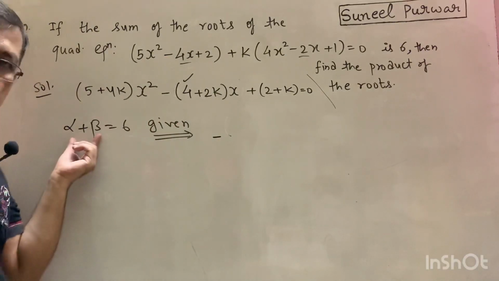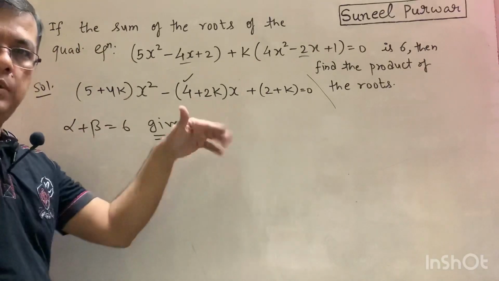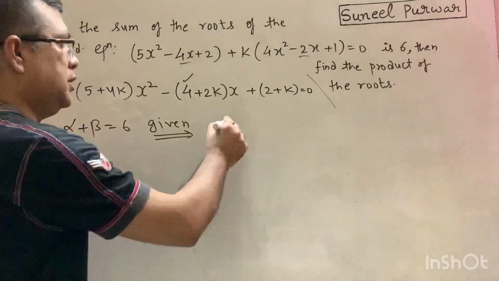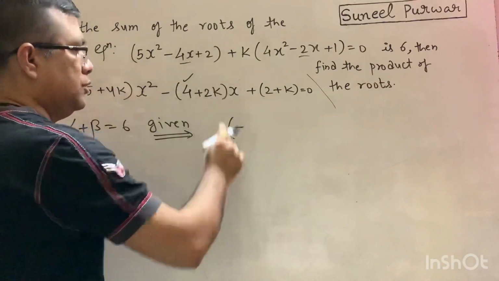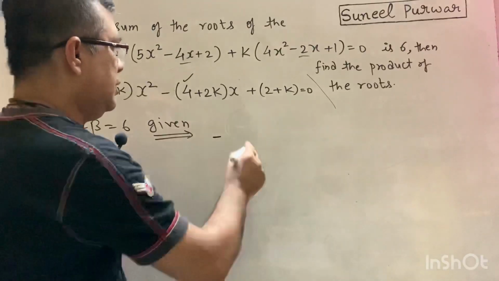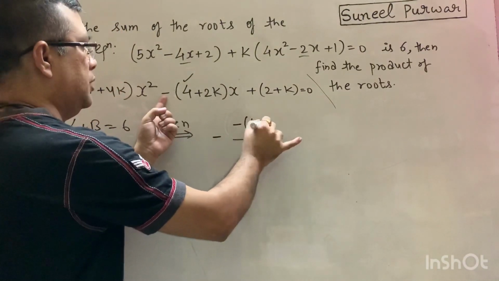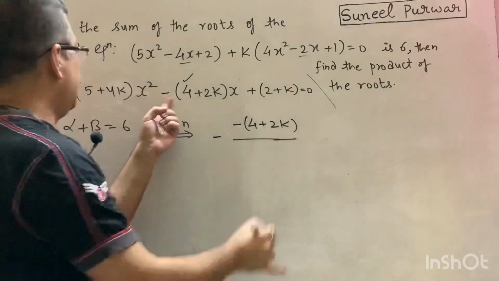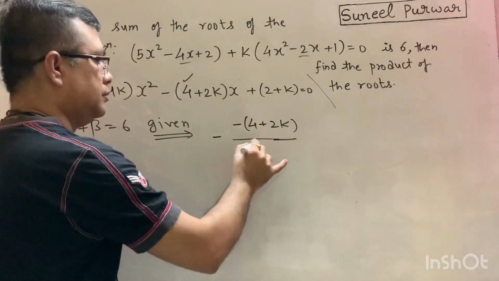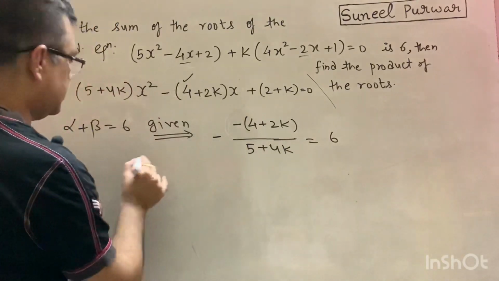Now write down alpha plus beta using the formula. So that will be what? Minus of b by a is our formula. So minus of, what is b? Minus of 4 plus 2k, minus of b by a, and what is that b? Itself with a minus sign. So minus of 4 plus 2k divided by a, which is 5 plus 4k, and that is given to be 6.